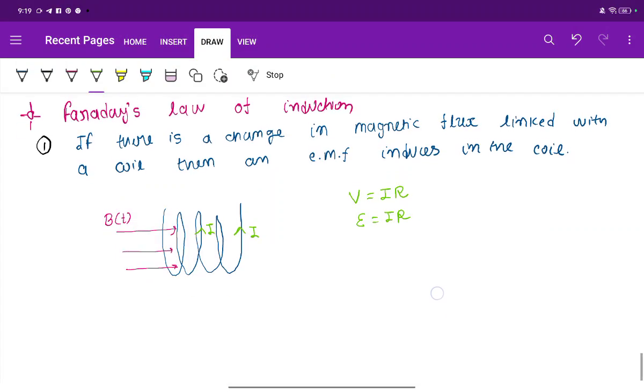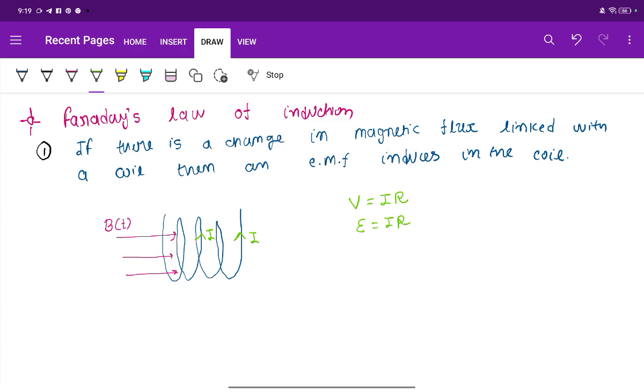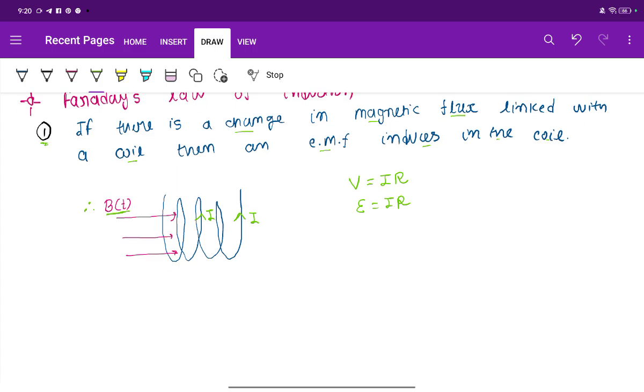So Faraday's law of induction. First point is, if there is a change in magnetic flux linked with the coil, then an EMF is induced in the coil. Here you must note that the magnetic field should be a varying magnetic field, okay? Not a uniform magnetic field, not a non-uniform magnetic field, but a varying magnetic field. Otherwise, if the magnetic field remains the same, there will be no change in magnetic field, so no electric current is induced, okay? So due to this varying magnetic field, current is induced inside the coil, okay?